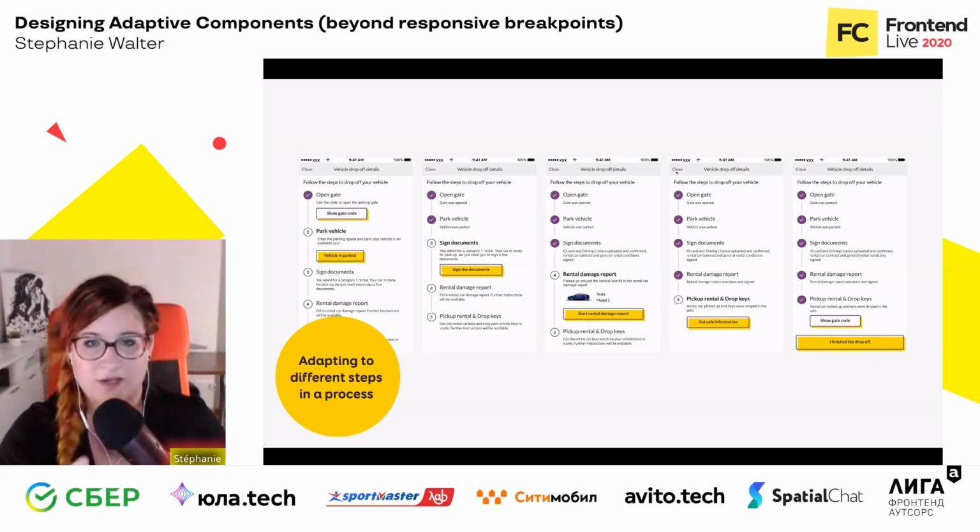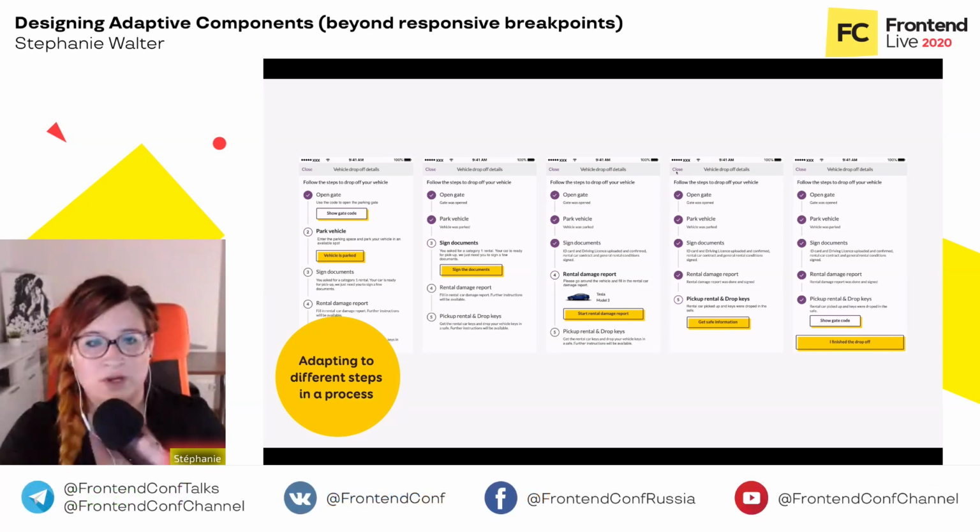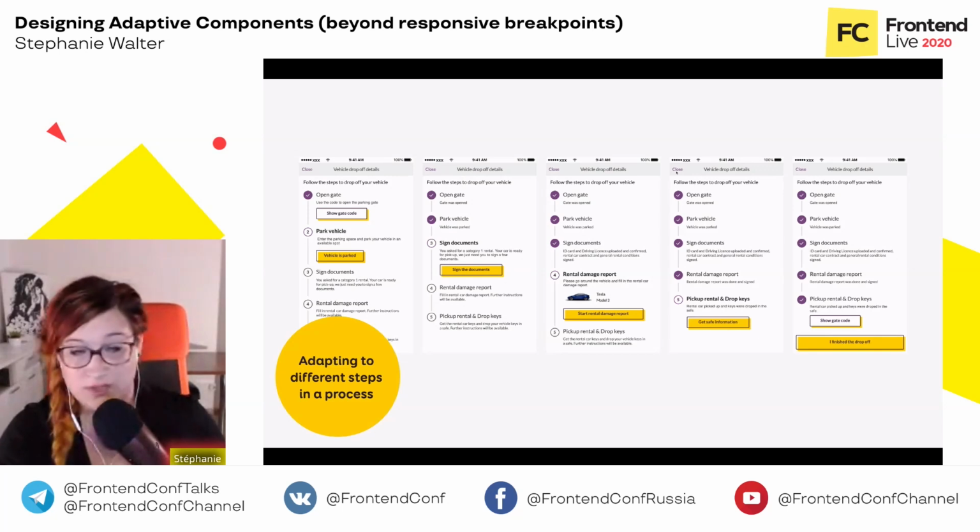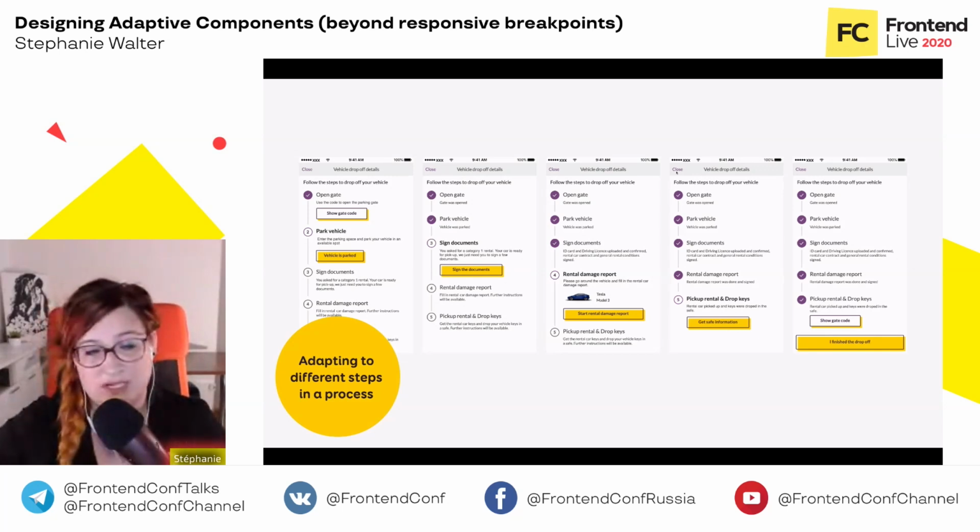Then when the order is shipped, you start having more and more content and different content. You can track the parcel. You usually have this little timeline that shows you where the parcel is, when it's going to arrive, things like that. So for one component or one page, depending on the kind of point in the journey your user is in, you might be able to adapt.